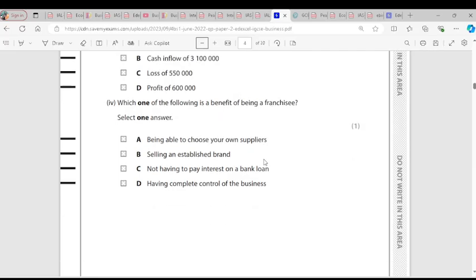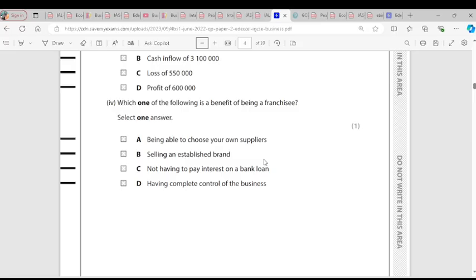Roman figure 4. Which one of the following is a benefit of being a franchisee? A franchisee is a person or a business that has bought the license from the franchisor to use its brand name. So here, being able to choose your own supplier, you cannot choose your own supplier. The franchisor is a supplier. Selling an established brand, yes, because the franchise is a successful brand. So it allows you to use an established brand. So the answer is B.